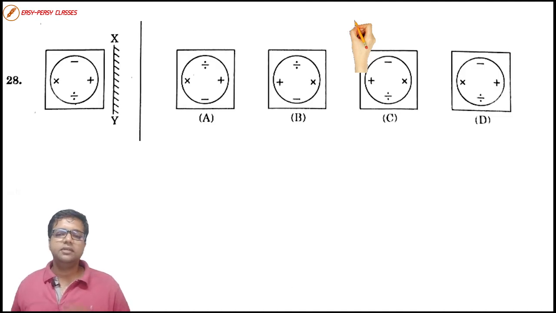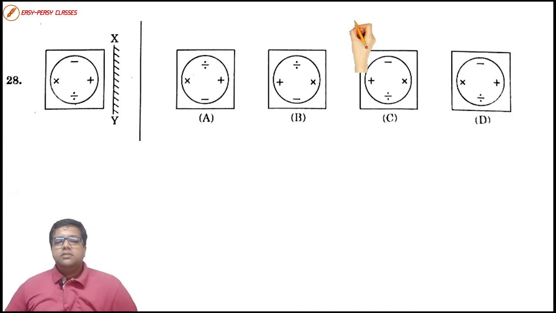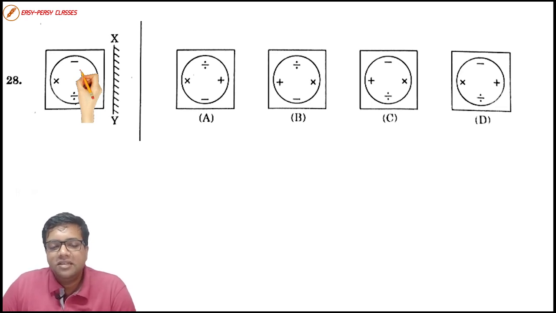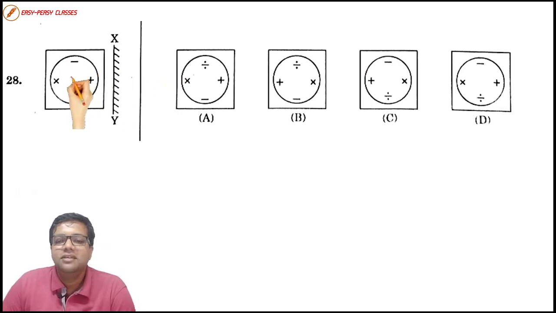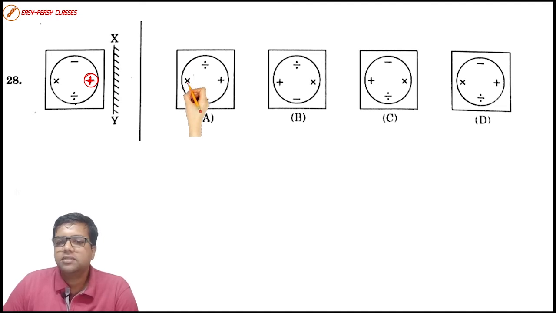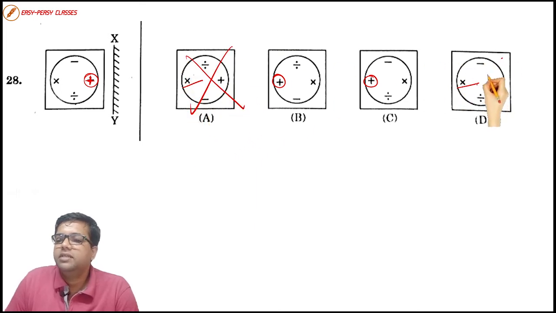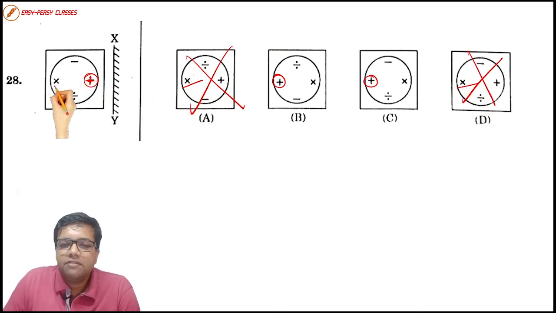Question number 28. We have a circle with basic arithmetical operators here: plus, minus, into, divided by. Which is the symbol very near to the mirror? Plus is the symbol, so you should have plus as the first image. Plus is coming first. We don't have plus in these two options, so we eliminate them.